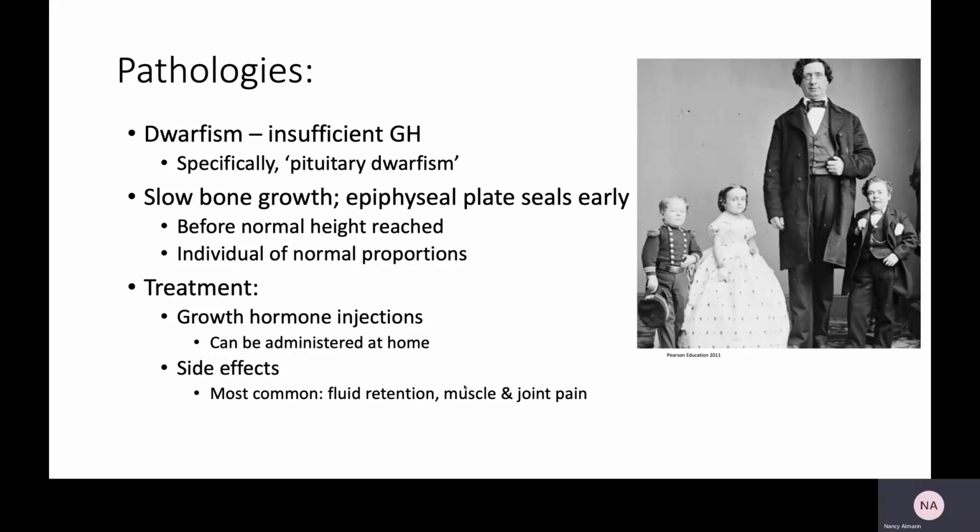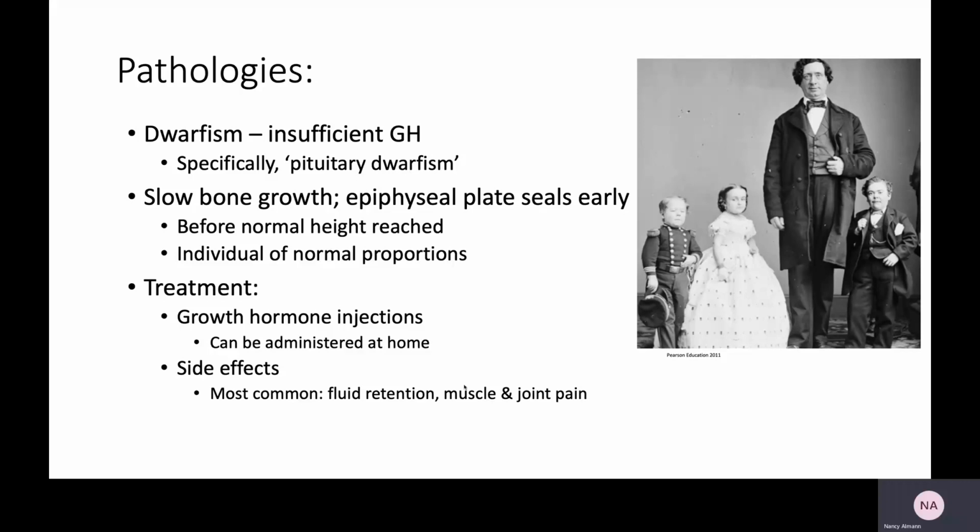Pathologies. Dwarfism. If you are a pituitary dwarf, you have insufficient growth hormone. Growth of your bones will be slow, and your epiphyseal plates, your growth plates, will seal early. The individual has normal proportions. They are just tiny. It is unlikely in developed countries that you will see pituitary dwarfs, because these conditions are usually caught early now and can be treated. This is more common in emerging nations.